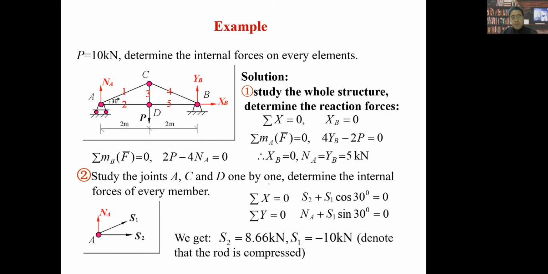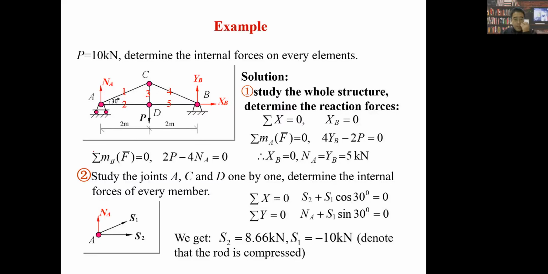Maybe some of you will have a question: why does the teacher not select joint B? You can find that after we select A, C, D, we have the internal forces of member 4 and member 5. So we do not select B because all the unknowns of these 5 internal forces, we have finished figuring out their magnitudes, right?